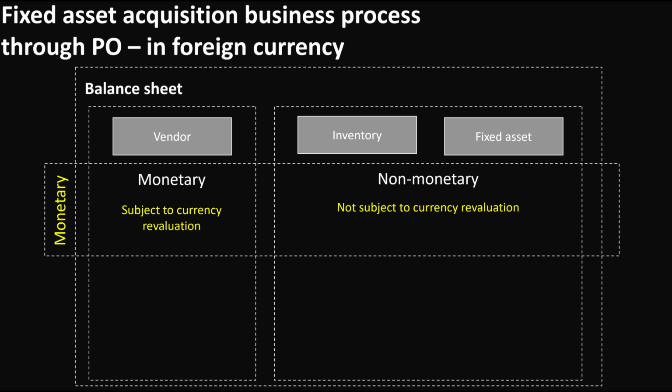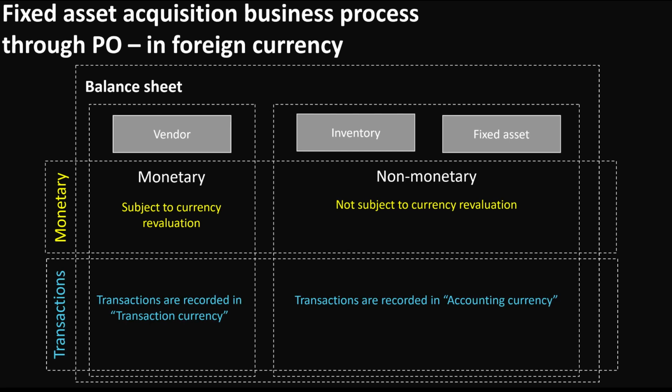The vendor account is considered a monetary account, which means it is subject to currency revaluation, while both fixed asset and inventory accounts are non-monetary accounts and therefore are not subject to currency revaluation adjustments. In terms of transaction postings, the vendor transaction is recorded in the transaction currency, but the inventory and fixed asset transactions are recorded in the accounting currency. It is important to understand this characteristic before moving on to more advanced topics, including the reversal scenario, which I will cover in a separate video.